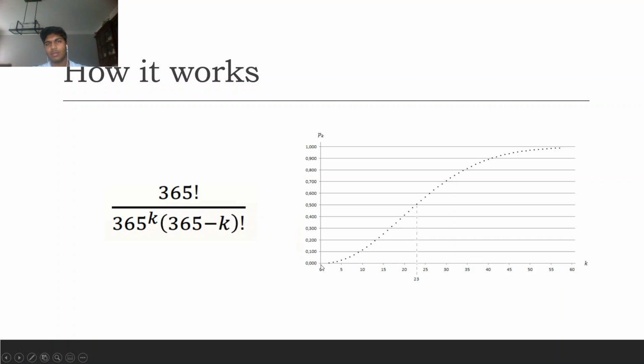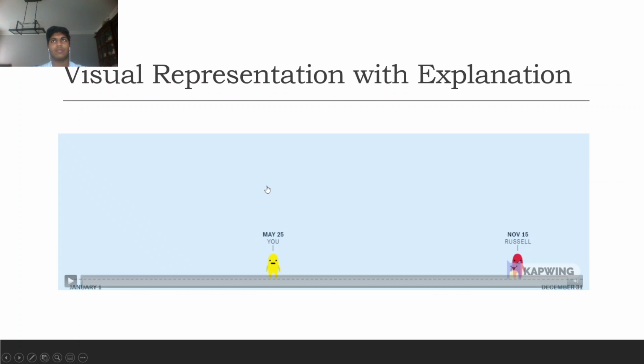So if you notice on my graph here, as the sample set grows on the bottom, so do the chances of having the same birthday. At 5, it's pretty low, and then if you keep going up and up, it reaches 50% at around 23 people. And then if you keep going up, it peaks out at 100% at around 56 or 57 people. So this is a visual representation of what this looks like.